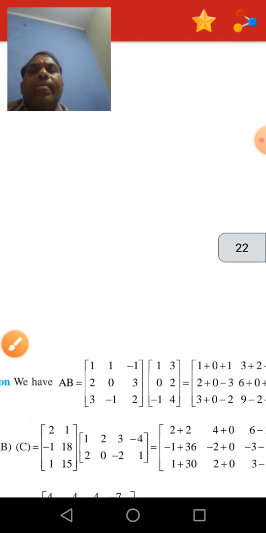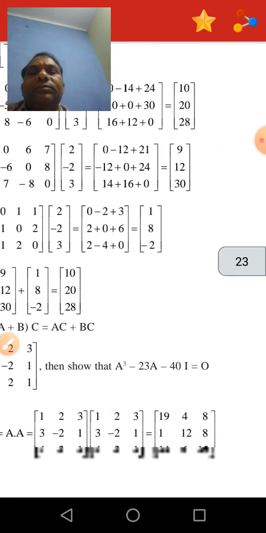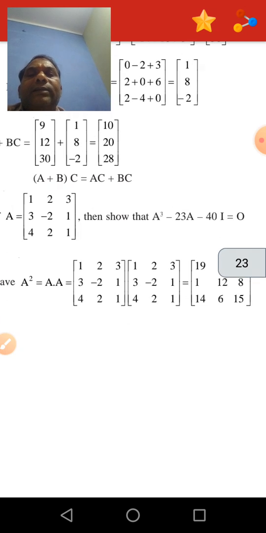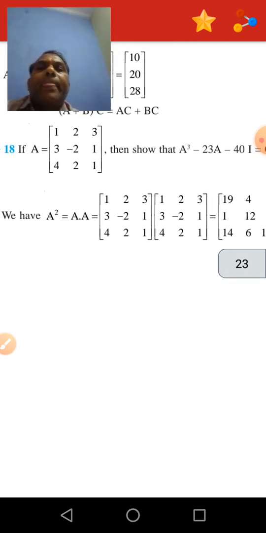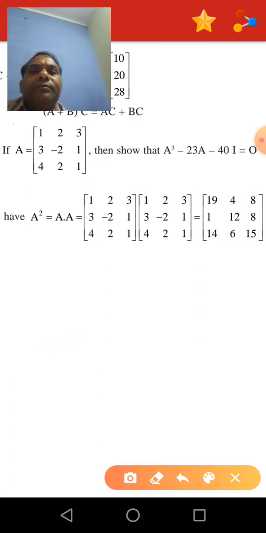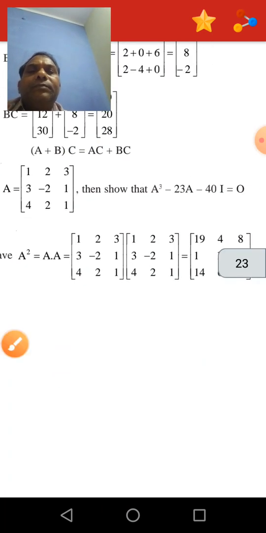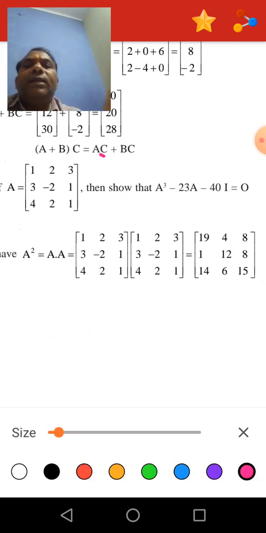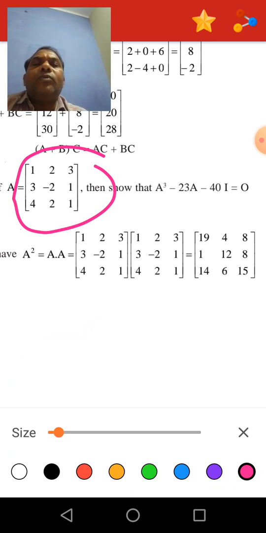Clear? Now see the next example. Here matrix A is given. Matrix A is, row-wise, 1 2 3, 3 minus 2 1, 4 2 1. Then show that A cube minus 23A minus 40I is equal to O.